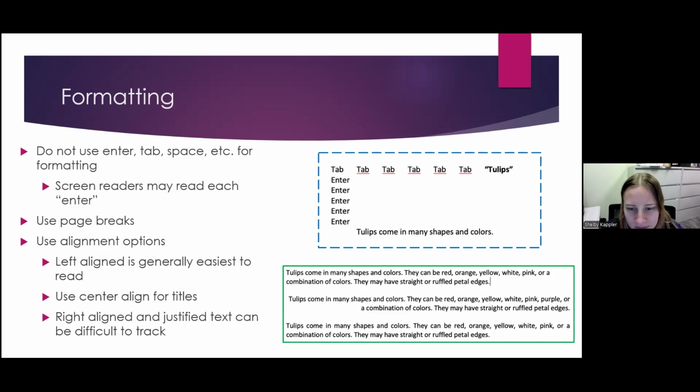So typically left aligned is the easiest to read and what we're most used to. Center aligned is best for titles. Right aligned and justified text, I personally haven't found a great use for. Maybe you have, but right aligned text tends to be a lot more difficult to read and track. And justified text too can be difficult because of the inconsistencies with spacing.